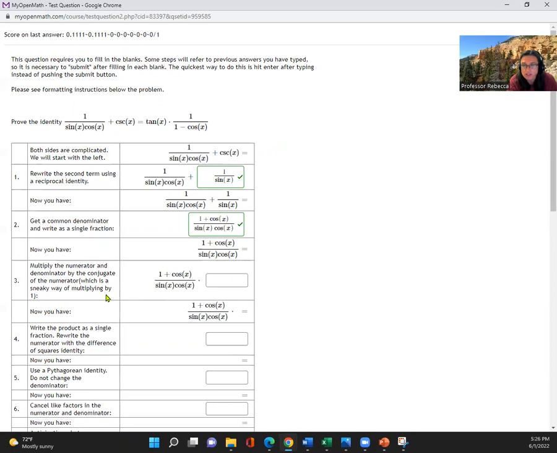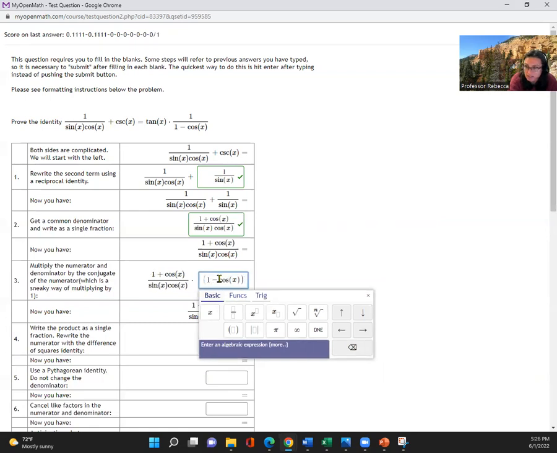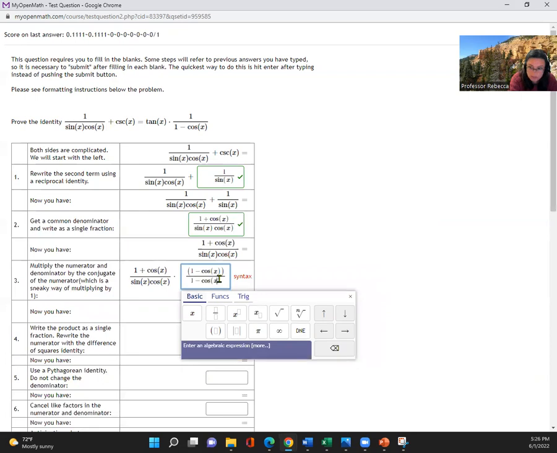Multiply the numerator and denominator by the conjugate of the numerator. Then they add, it's a sneaky way of multiplying by 1. Okay, so that's a hint that whatever I'm going to have, it'll be the same thing over the same thing. And it's the conjugate. So the conjugate of 1 plus cosine x is going to be 1 minus cosine x. I learned from before, I need parentheses around everything. And I'll then enter that in the denominator.